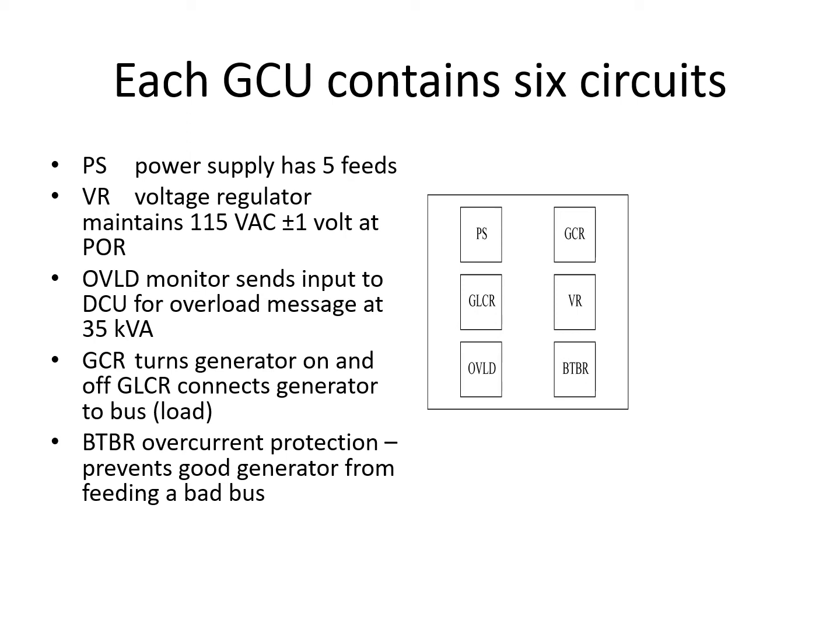The GCR turns the generator on and off, and the GLCR connects the generator to the bus. So it's a generator line contactor relay to control the generator line contactor. And the BTBR overcurrent protection prevents a good generator from feeding a bad bus. So that provides the interlock to stop all the transferring taking place when you've got an overload, or not an overload condition, a short circuit condition, an overcurrent condition.